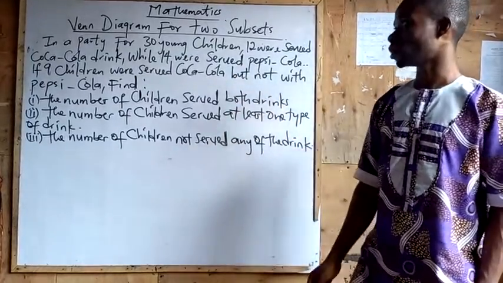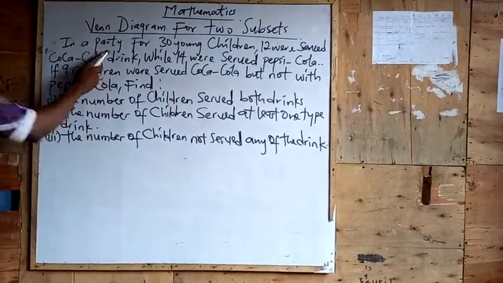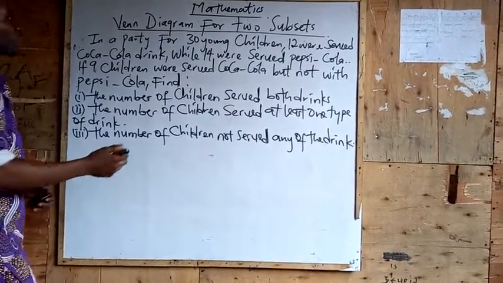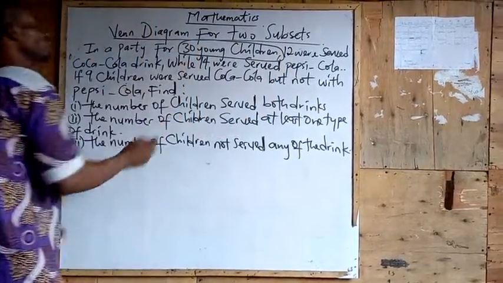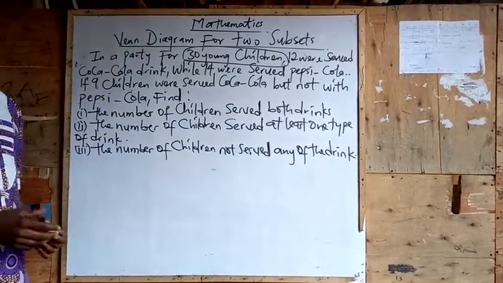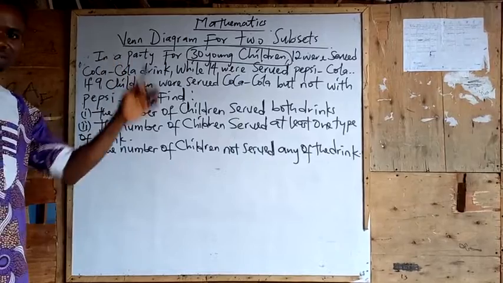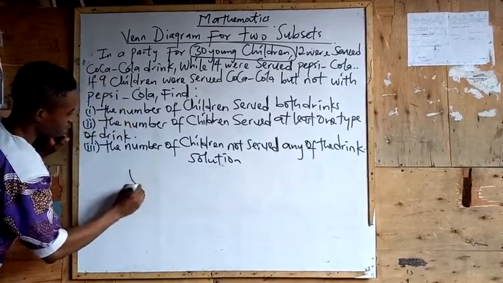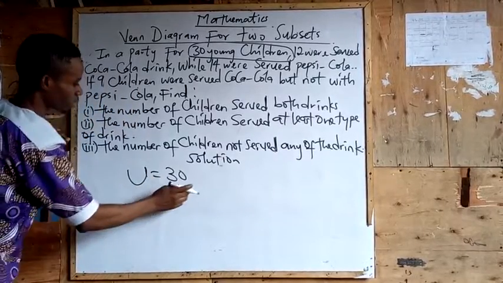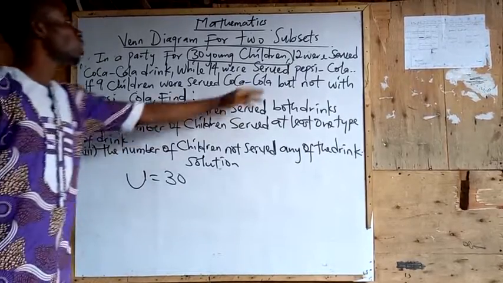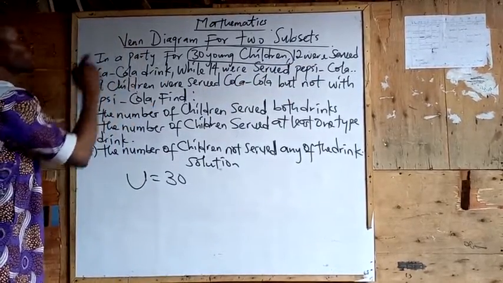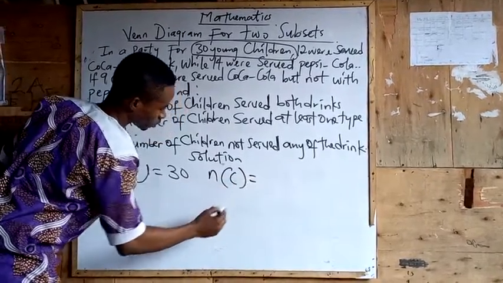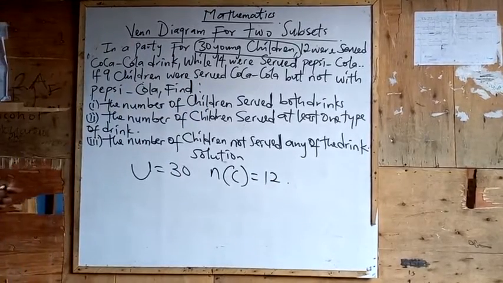Now, the first question I would like to solve today is this: in a party for 30 young children, 12 were served. In a party for 30 young children means the total number of children in that party was 30. That is the universal, the total number of children. 12 were served Coca-Cola drinks. That is the number of Coca-Cola: 12.